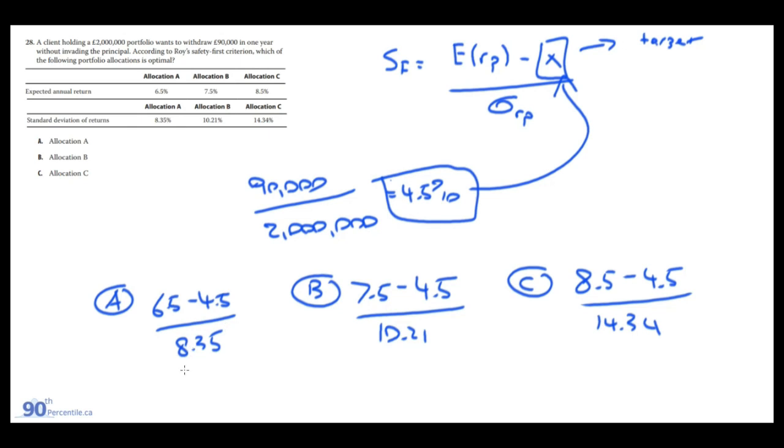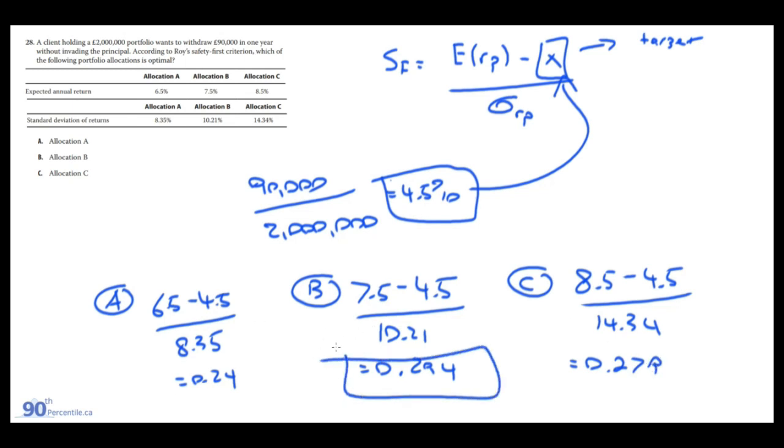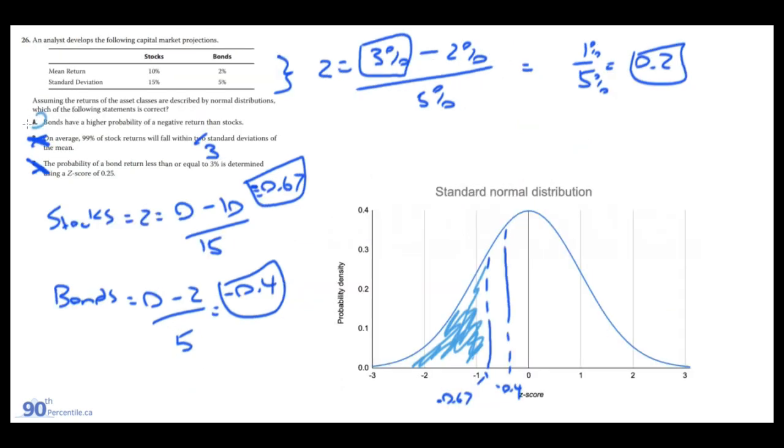And if we run all these out, for A we get 0.24, B we get 0.294, and for C we get 0.279. So if we're looking at them, B has the highest ratio, or the highest probability of at least getting a 4.5% return. So B is our answer.